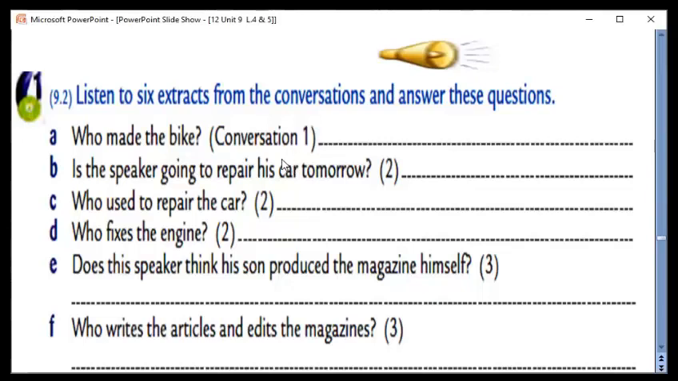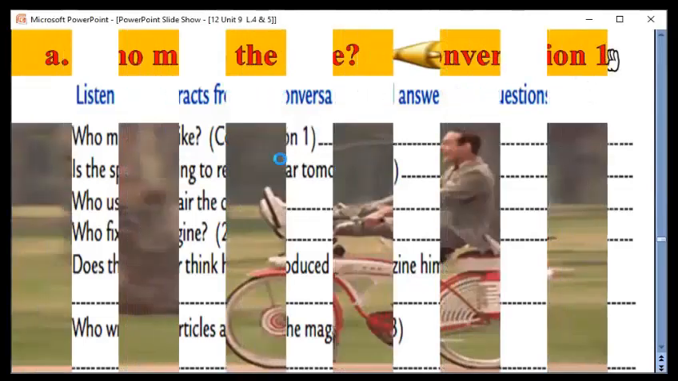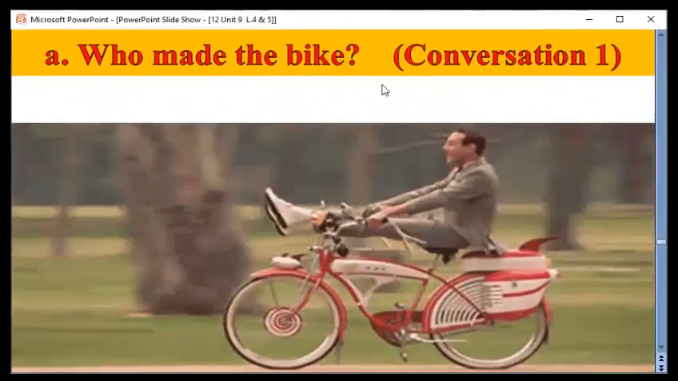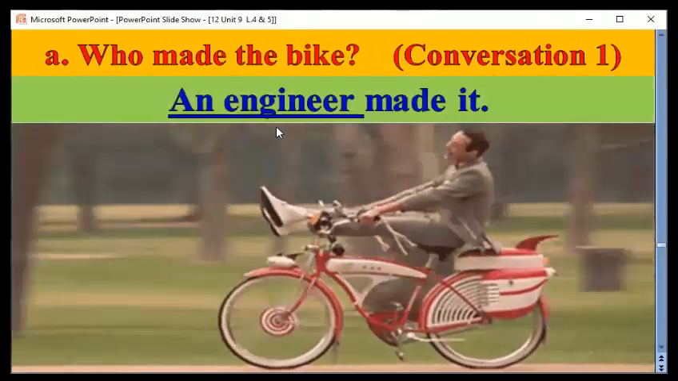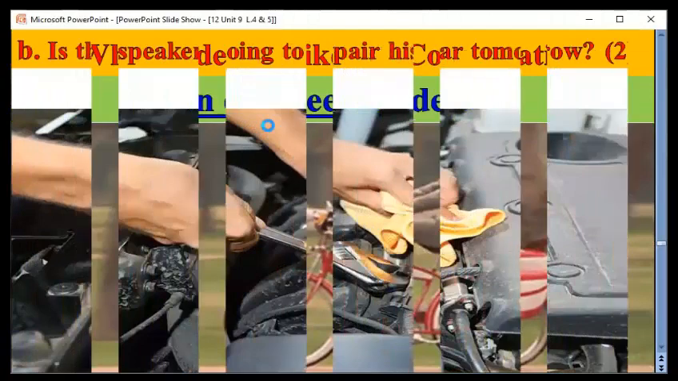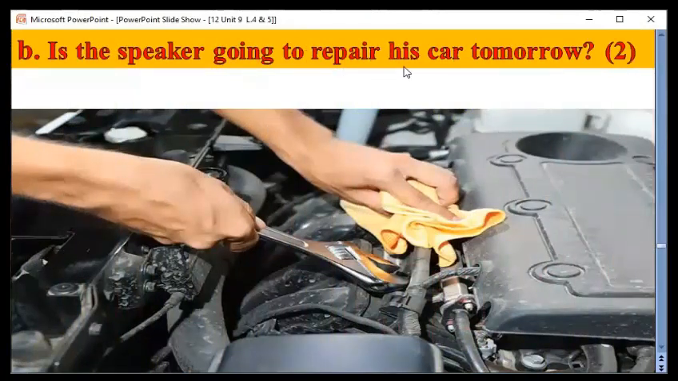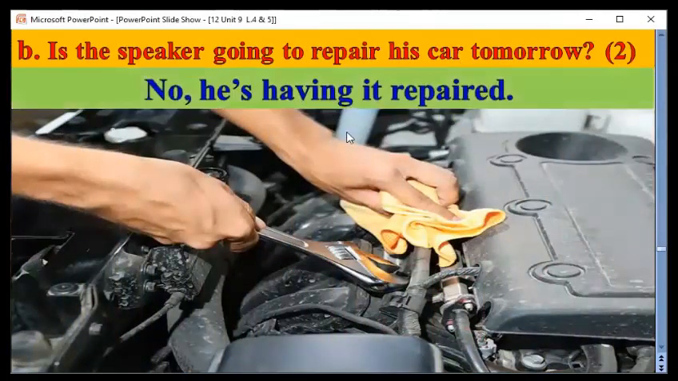I think, dear students, it's very clear now. And now let's have a look at this part. Who made the bike? In conversation 1, I think an engineer. In B, we have, is the speaker going to repair his car tomorrow? Let's see. No, he's having it repaired.